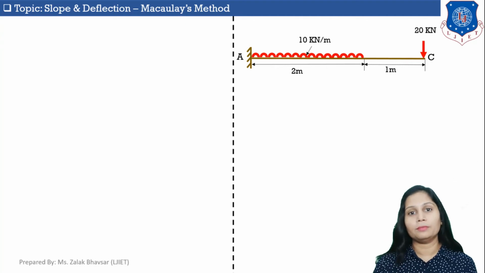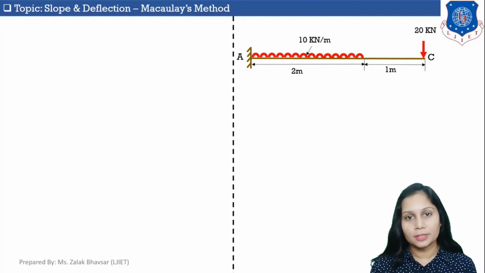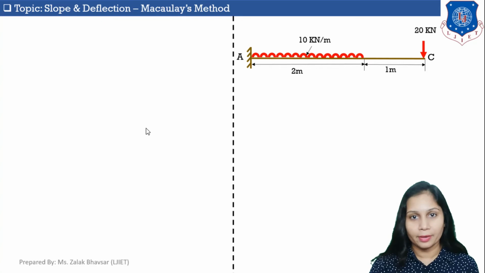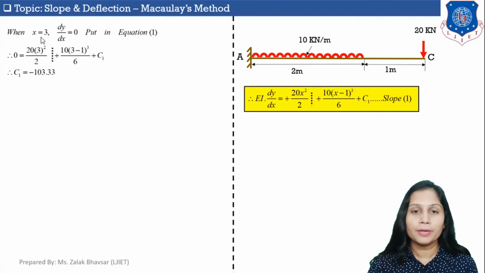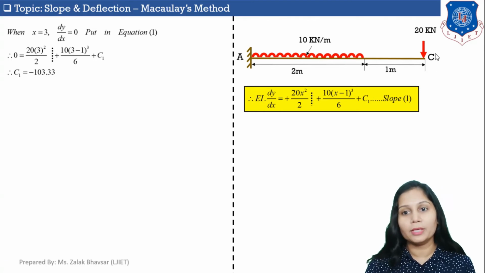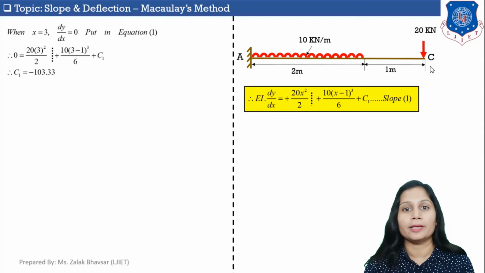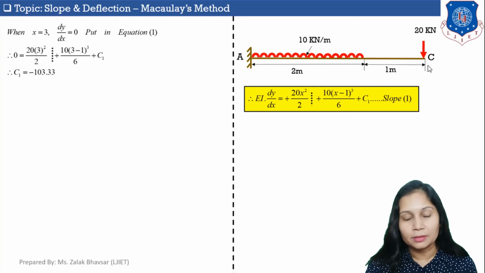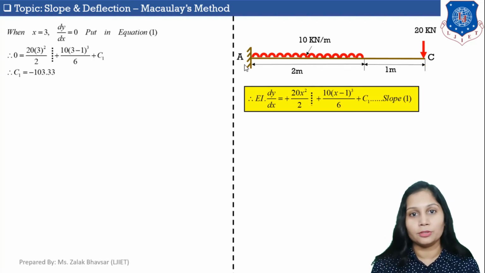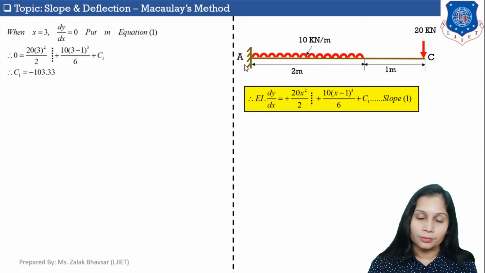Now let's move to step number 3. In step number 3, we will calculate the values of C1 and C2, which are integration constants, by applying boundary conditions. So let's apply the first boundary condition. In a cantilever beam the origin is at C, so x is equal to 0 at point C. When we are taking x is equal to 3, it means it is point A. So when x is equal to 3, slope will be 0.